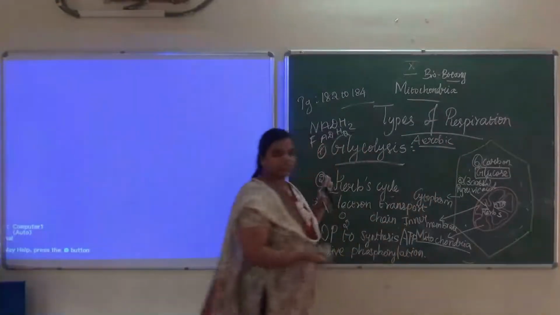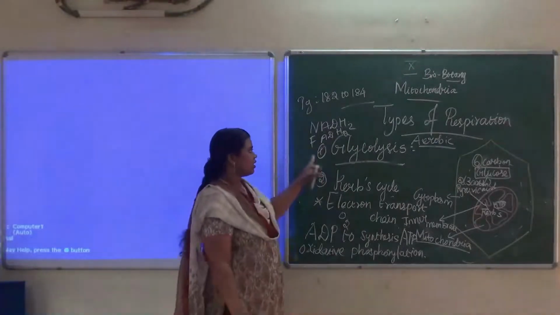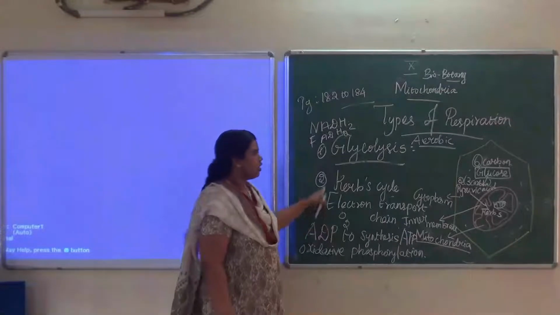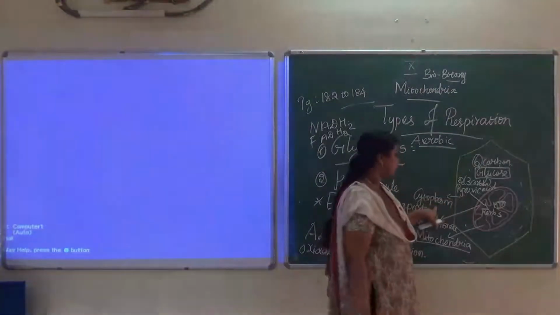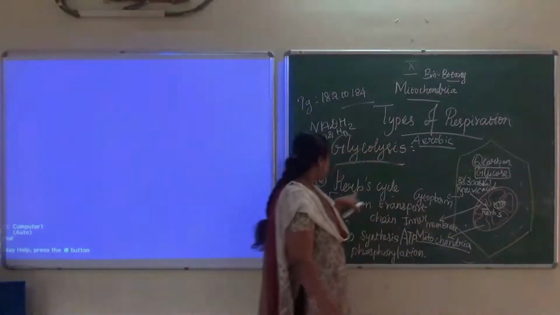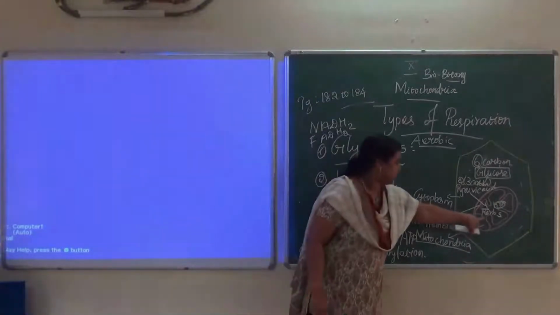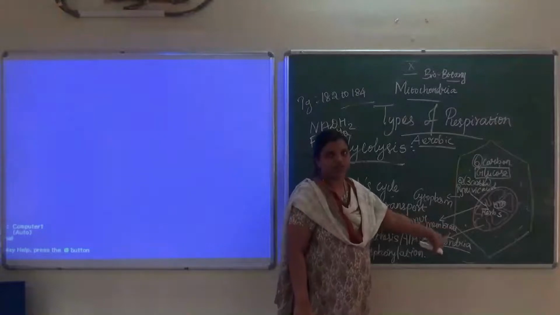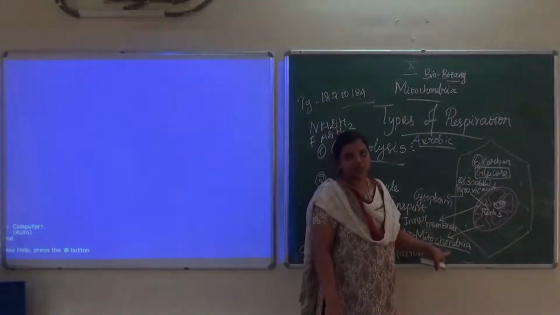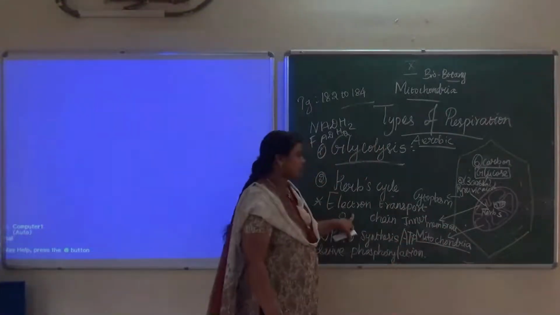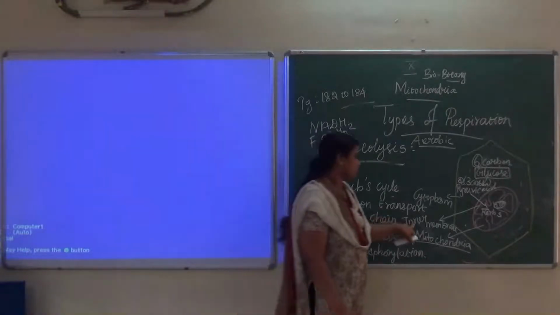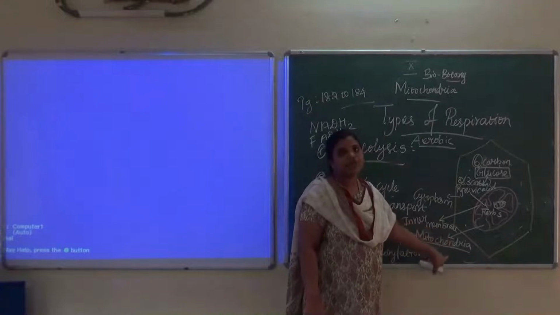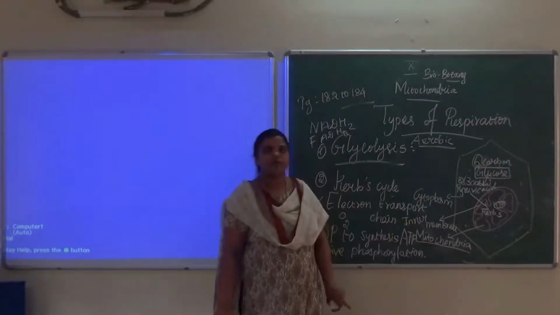Aerobic respiration has 3 stages: glycolysis, Krebs cycle, electron transport chain. Glycolysis occurs in the cytoplasm, the Krebs cycle occurs inside the mitochondria, meaning the matrix of the mitochondria, and the electron transport chain occurs in the inner membrane of the mitochondria. Is it clear for you?